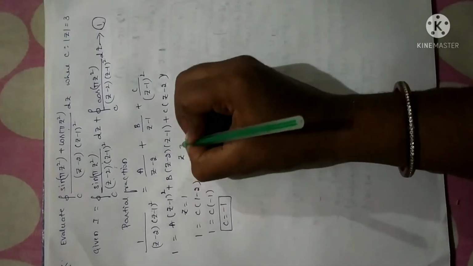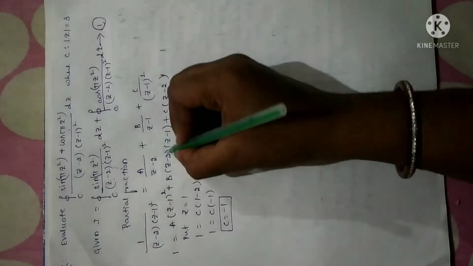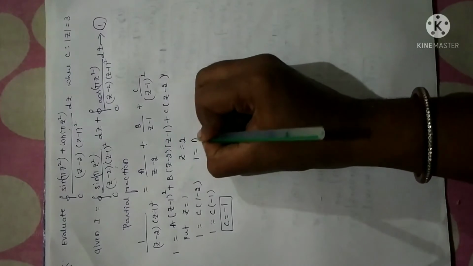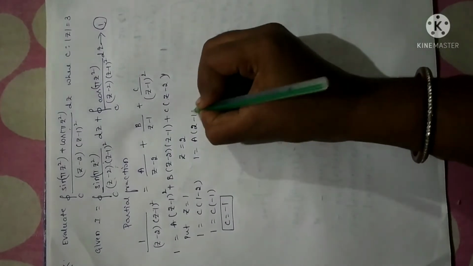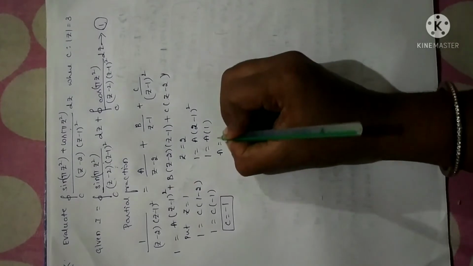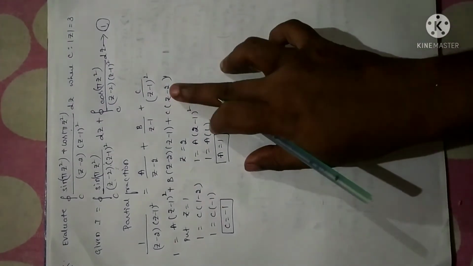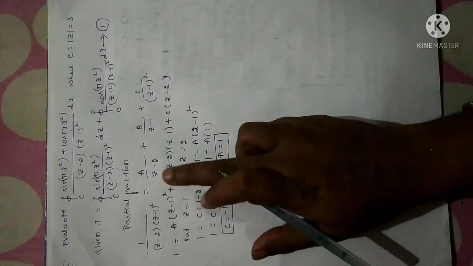Similarly, let me put z = 2. When you put z = 2, b and c will not be there. So 1 = a(2 − 1)², and 2 − 1 is 1. So the value of a is 1. Now we don't have any value to substitute to obtain the value of b, right?